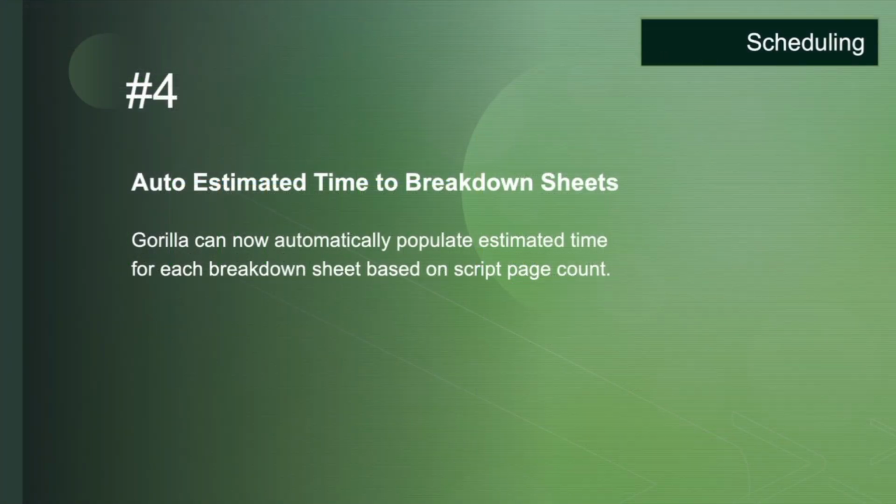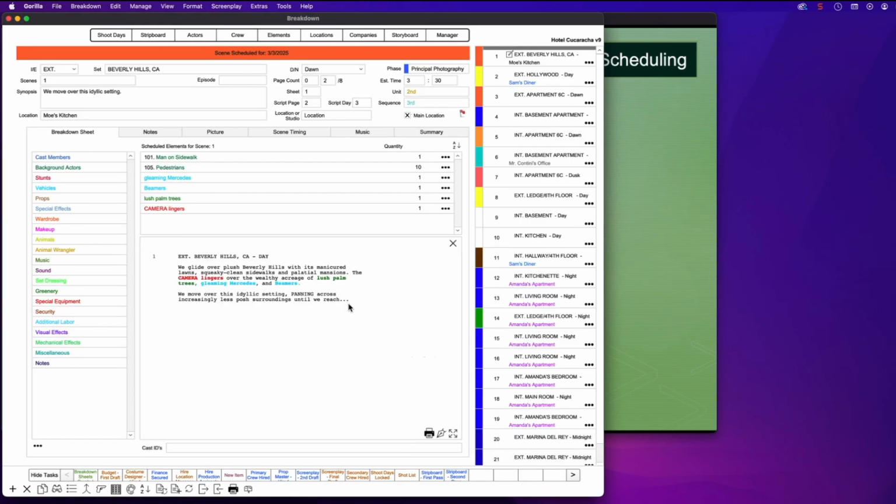The next feature is automated estimated time to breakdown sheets. Gorilla can now automatically populate estimated time for each breakdown sheet based on script page count. So let me show you what that does.